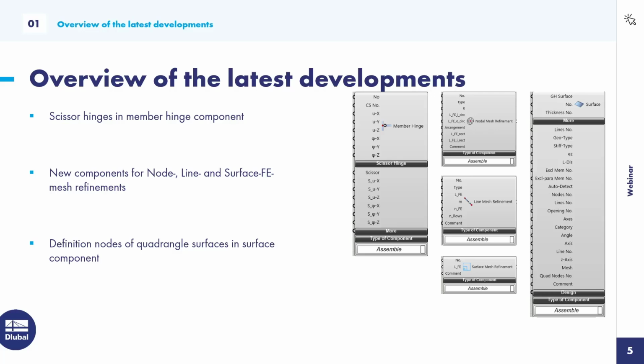The last feature on this sheet is the definition of nodes inside quadrangle surfaces. As you know, quadrangle surfaces can have 3, 4, or even more boundary lines. The shape of the surface will, however, be defined by the 4 definition nodes, and those can be defined in the surface component now.